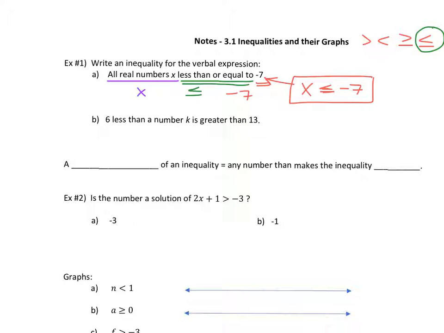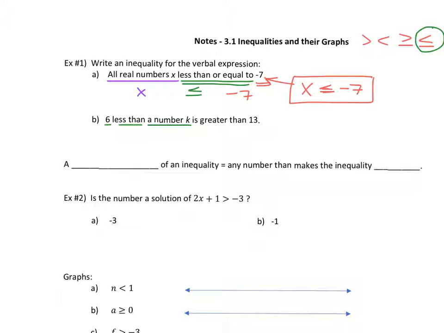So you just write it like what they're saying? You take those words and you turn them into symbols. Okay? All right. Now, this one's a little bit trickier. It says 6 less than a number k. It's not saying 6 is less than, okay? It's saying 6 less than k. How do we write 6 less than k?